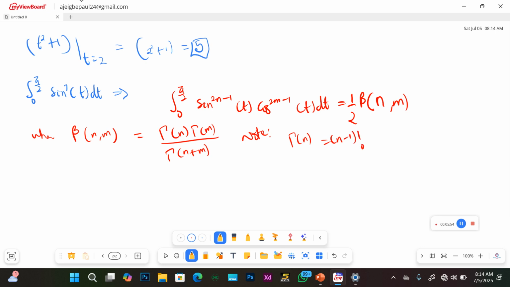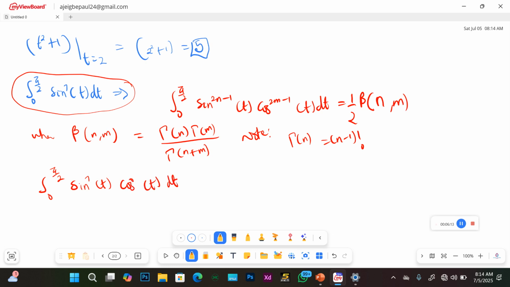Okay, all right, so now since we have all this information, I can rewrite this integral as the integral from 0 to pi over 2 of sine raised to the power of 7t multiplied by cos raised to the power of 0 t dt. So the next thing we are going to do is to know the value of n and the value of m. How are we going to know the value of n and m? Now we know that 2n minus 1 must result to 7 and 2m minus 1 must result to 0. So that's how we know the value of n and the value of m.